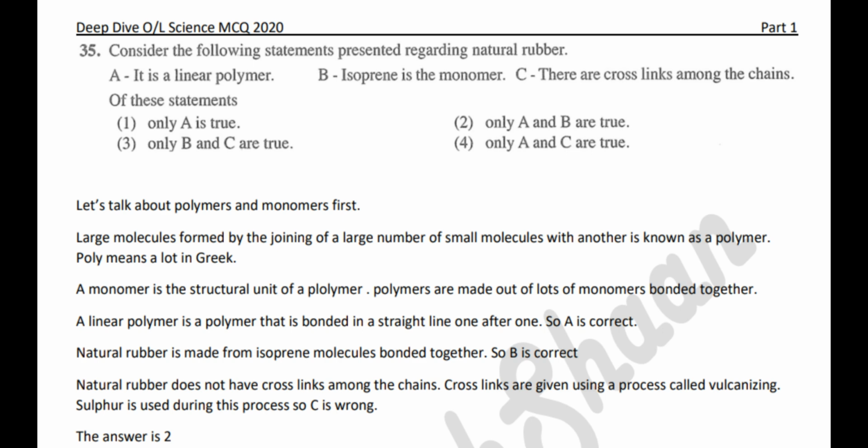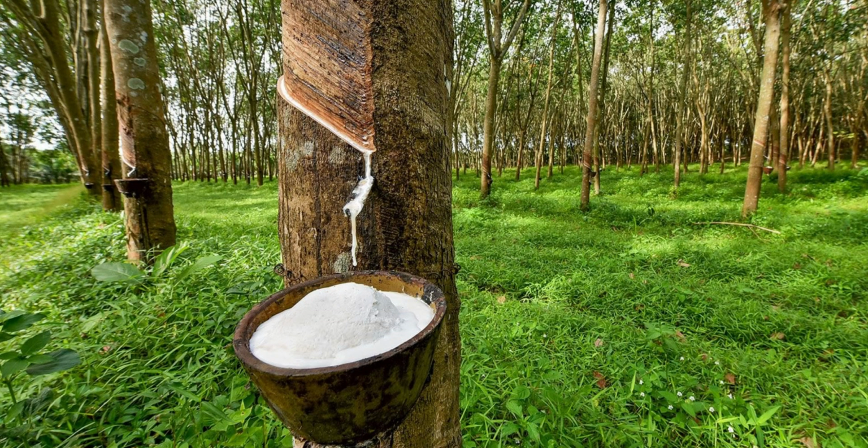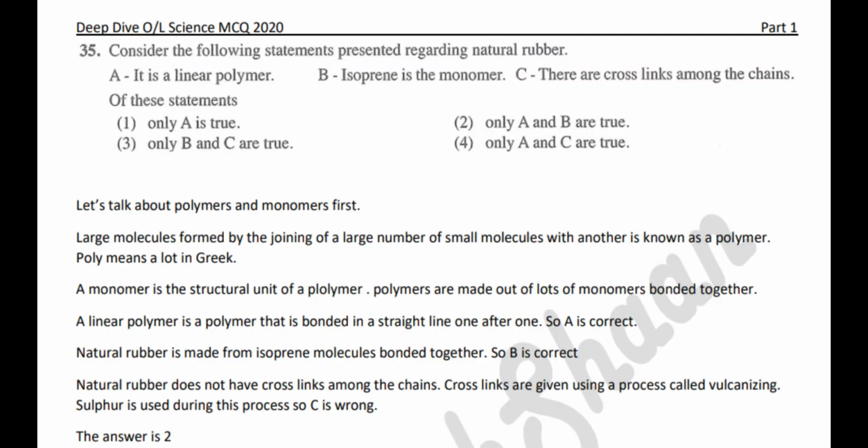35th question. Consider the following statements regarding natural rubber: A, it is a linear polymer. B, isoprene is the monomer. C, there are cross links among the chains. Okay, let's talk about polymers and monomers first.